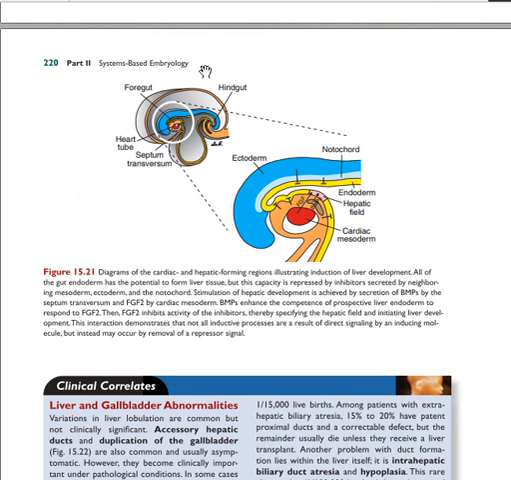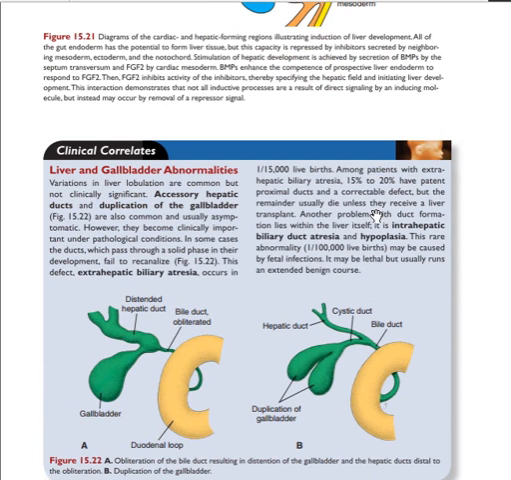So the foregut is this structure. These now are the different elements that are involved with the production of the foregut. I'm not going to speak about that. Now the liver and the gallbladder abnormality. So the liver and gallbladder abnormality, you need to know that there are different abnormalities.